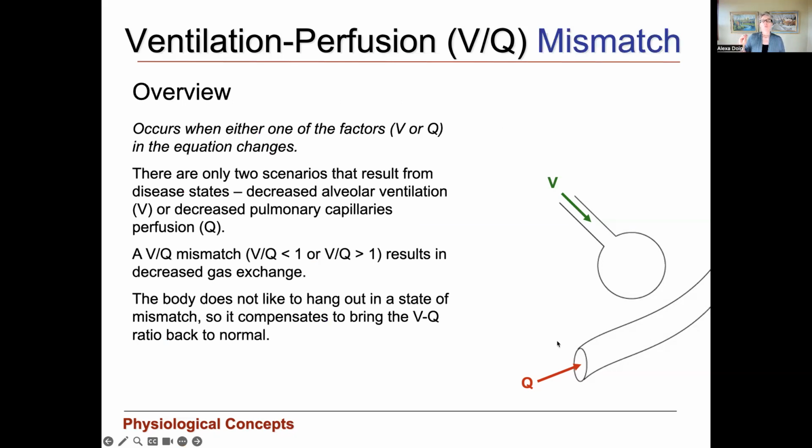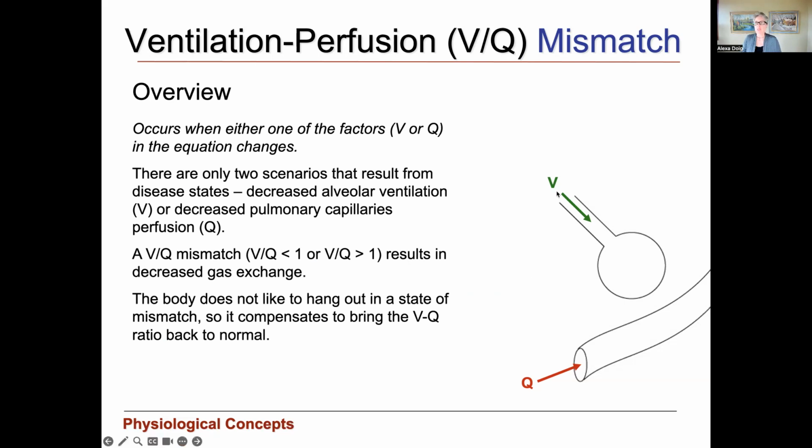Now, if we alter V or Q, so if ventilation decreases or perfusion decreases, then we're going to affect that ratio, and we get what is called a mismatch. So we may have more ventilation than there is blood coming to pick up the oxygen, or vice versa, less air getting through, less oxygen, and the same amount of blood. So we're, in a sense, having wasted ventilation. As I say here in the notes, there's really only 2 scenarios that result from disease states that we need to worry about.